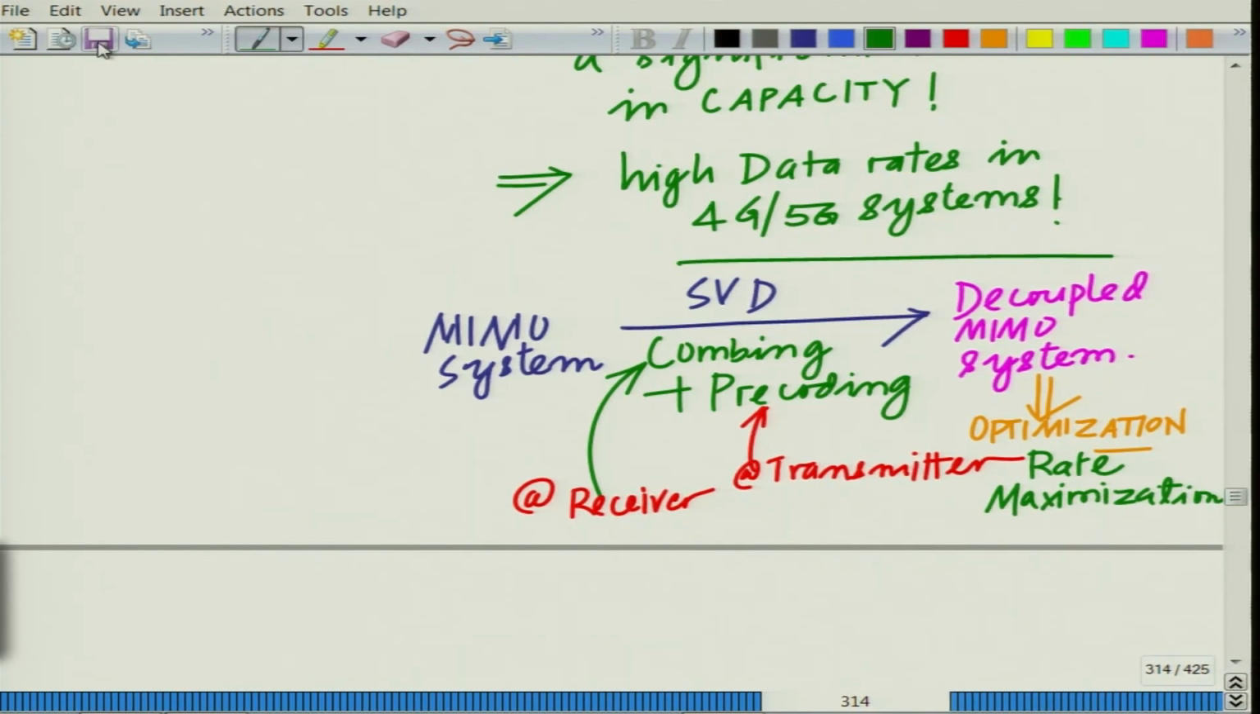So, as we have seen, SVD has significant practical implications. One of the most important is to take this MIMO system, convert it from a coupled MIMO system to a decoupled MIMO system, and then use it for further optimization. And that in turn, because of the spatial multiplexing property of MIMO, where you can transmit several symbols in parallel over the same time frequency resource, leads to significantly high throughput in 4G and 5G wireless systems.